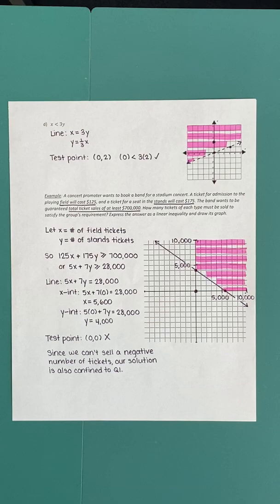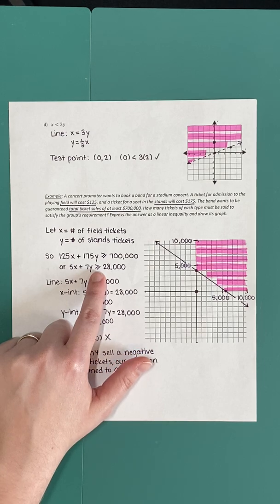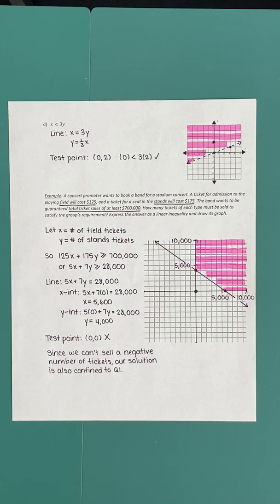I know this line is going to be a solid line, again, because if I look at my inequality, the equal to is part of the inequality. So I'm going to graph that line as a solid line, which tells me that the boundary is going to be part of my solution. So every ordered pair on that boundary is a possible solution to my inequality.